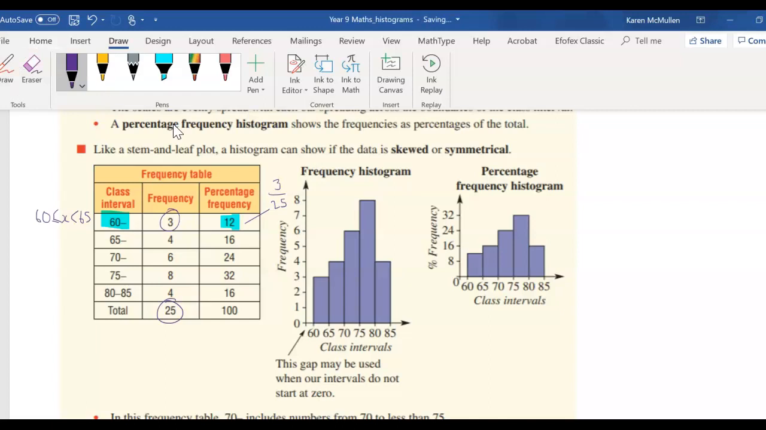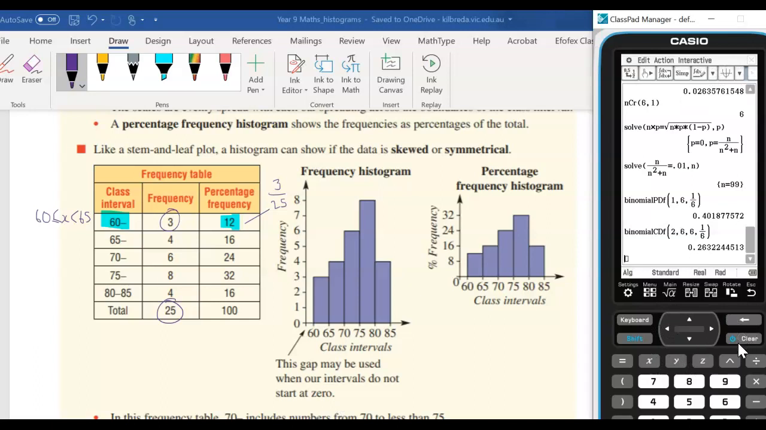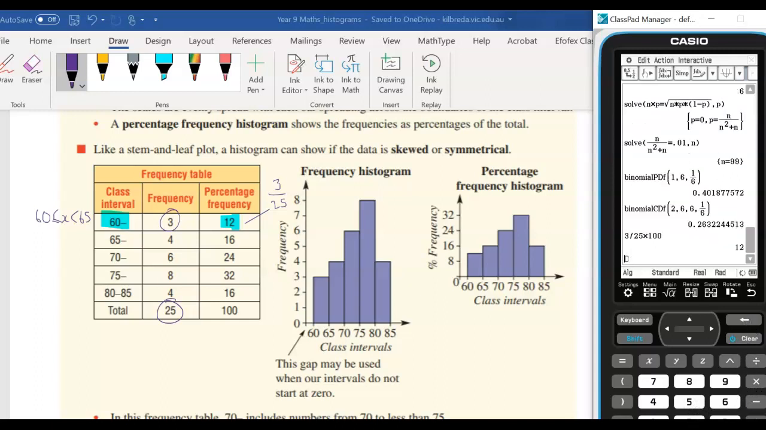I'm just going to stop auto-saving that. All right, let's just go into the main menu. So if we were doing the percentage, 3 divided by 25, and then multiply it by 100 to turn it into a percentage, not 1,000. And then just press enter, and you can see you get 12. So that's where the 12% comes from.